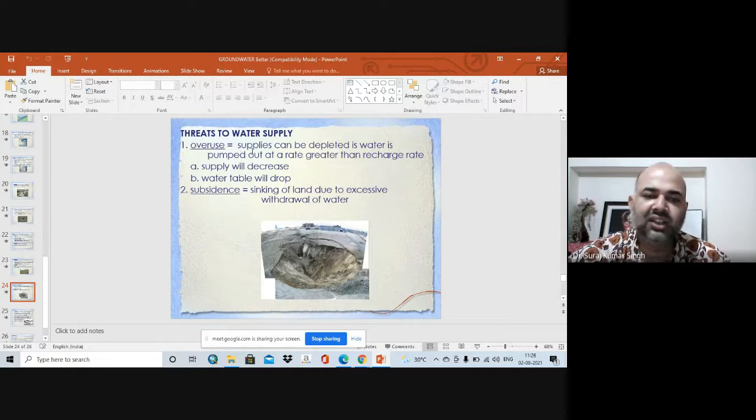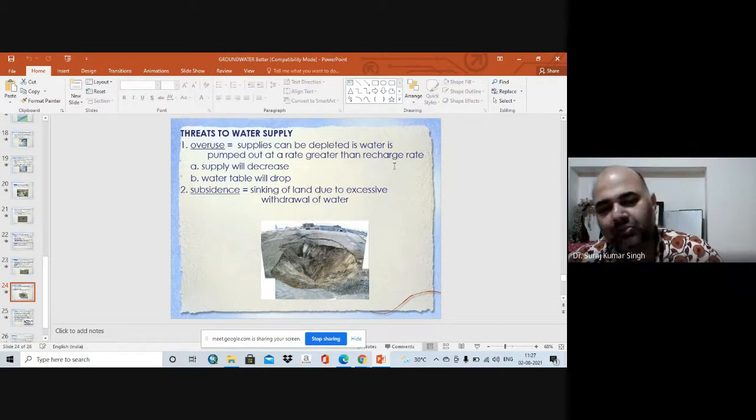Then what are the threats to the water supply? The first threat is overuse. Generally, we are overusing because of high population pressure, and we are not protecting our reservoirs. That is indicative of overuse of our underground water: the supplies can be depleted if water is pumped out at a greater rate than the recharge.